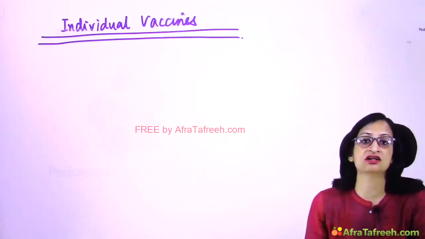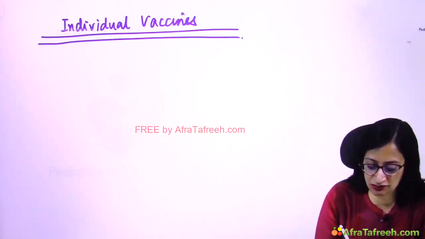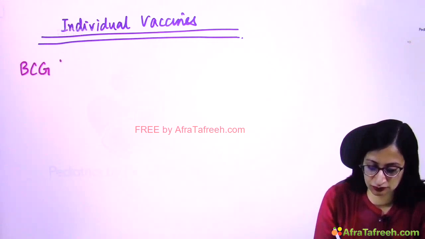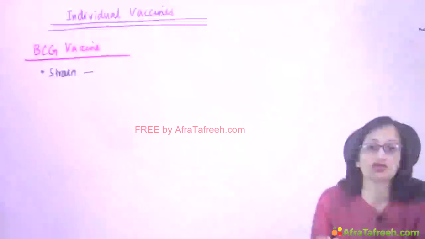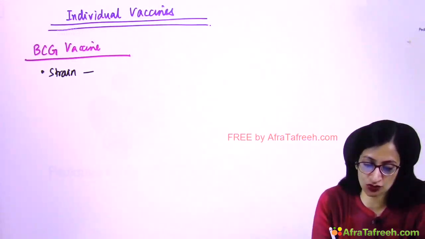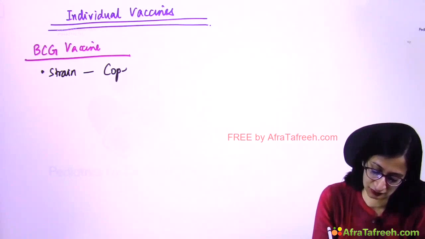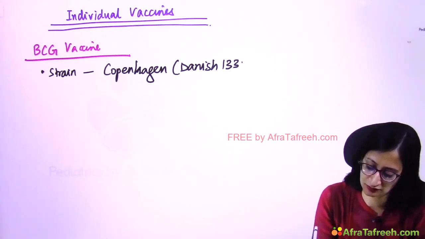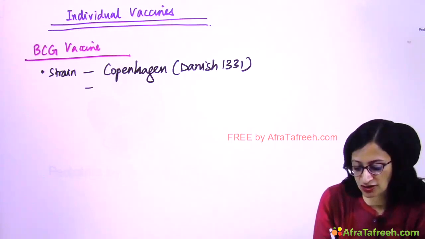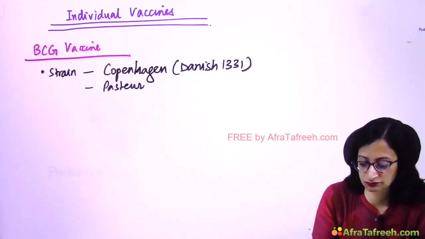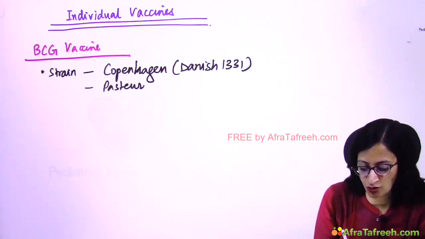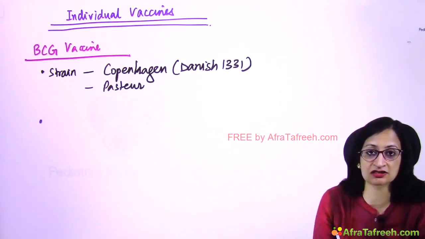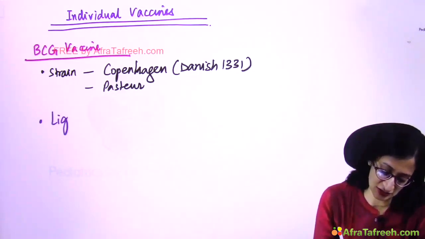Okay. So starting with a few important points about the BCG vaccine. The strains of vaccine usually used are the Copenhagen Danish 1331 strain or the Pasteur strain. Then some important points related to it. It is a light sensitive vaccine, so that is why it is applied in dark colored ampoules, okay.